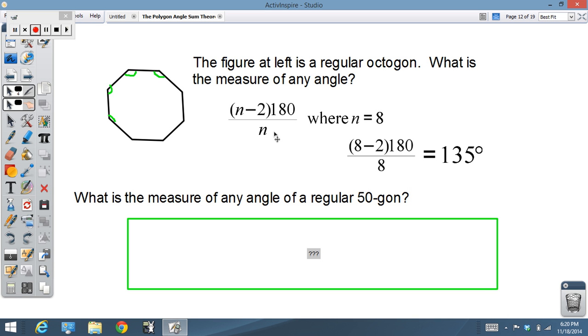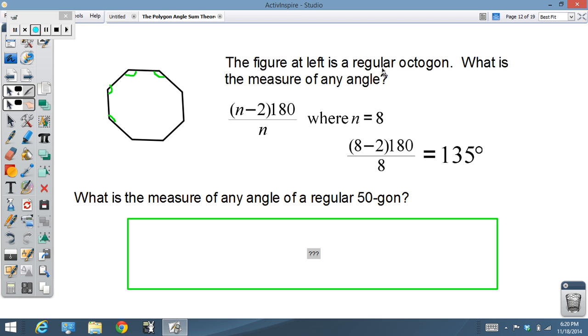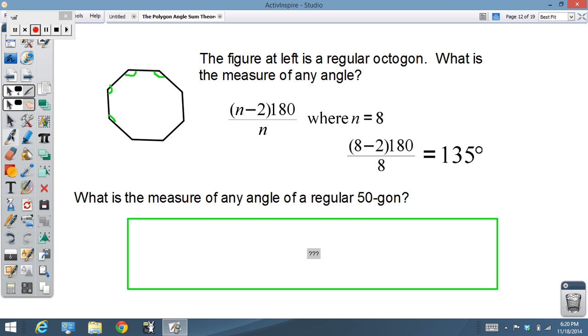So, n minus 2 times 180 divided by n, where n is 8 because we've got an octagon. So, 8 minus 2 times 180 divided by the 8 different angles. Each one of those is 135. Okay? The measure of any single angle in a regular 50-gon.